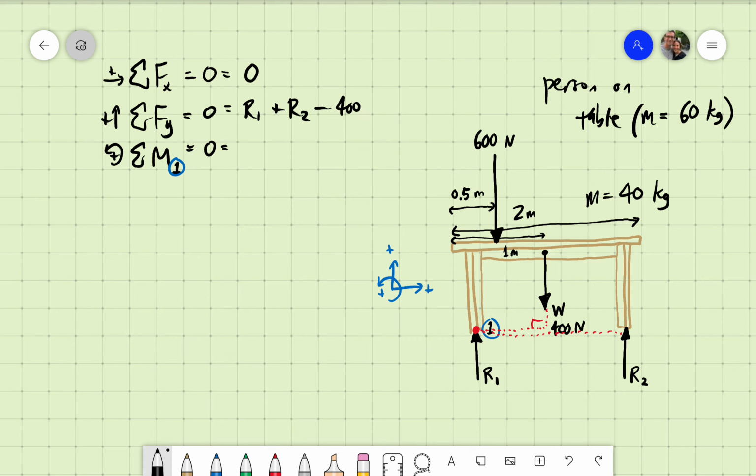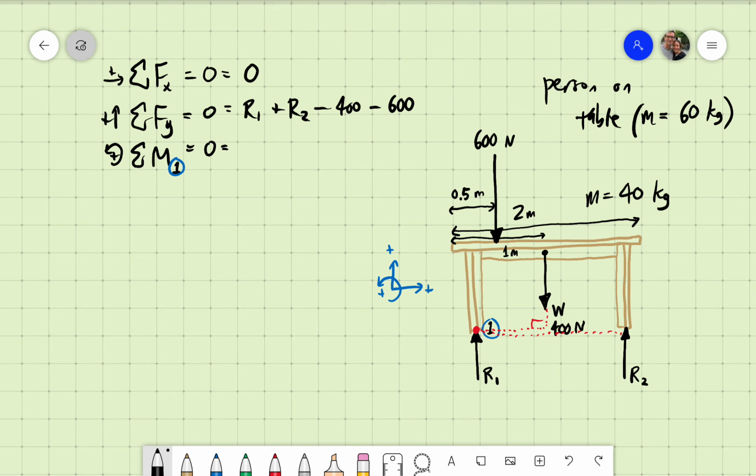The vertical forces, sigma Fy, we now have R1 plus R2 minus 400 minus 600. We have two downward forces right now, negative is downward, as well as the upward R1 and R2.